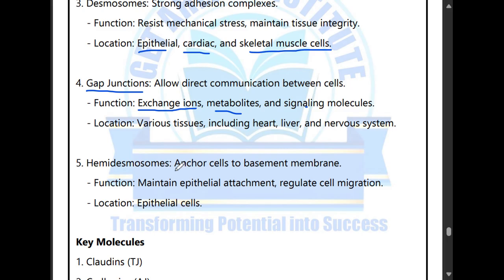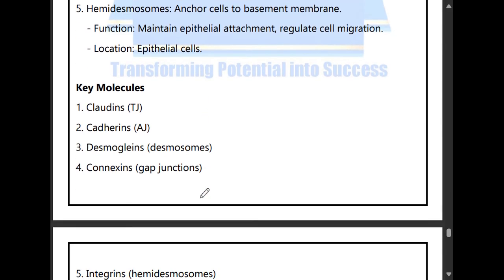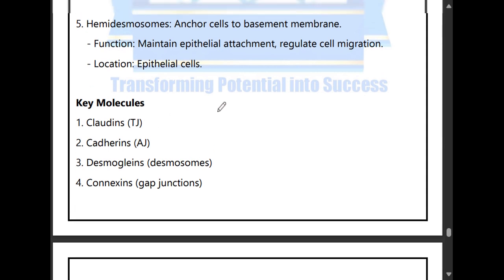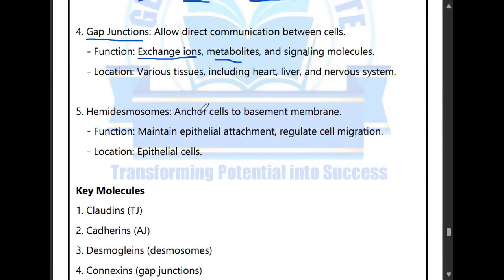hemidesmosomes. Hemidesmosomes anchor cells to the basement membrane. They are found in epithelial cells. So these are key molecules that are found in these intercellular connections that we've talked about.